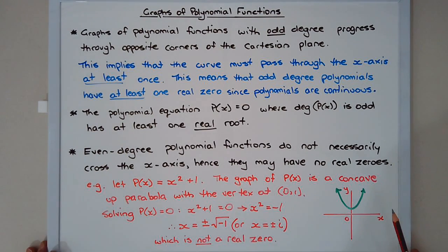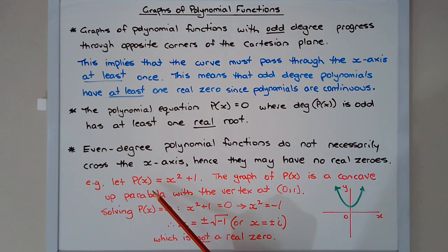Let's have a look at an example. Let p of x equal x squared plus 1. Now, the graph of p of x is a concave up parabola with the vertex at (0, 1). And here's a sketch of that parabola.